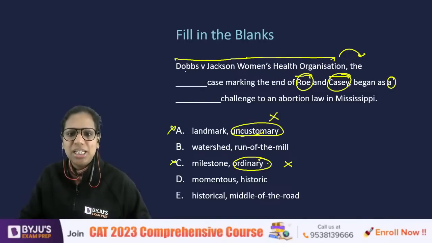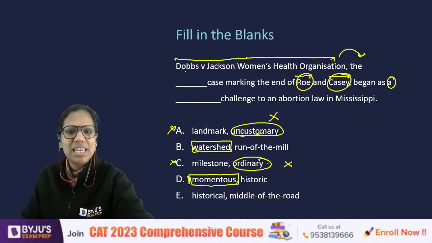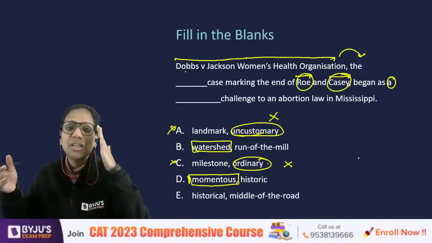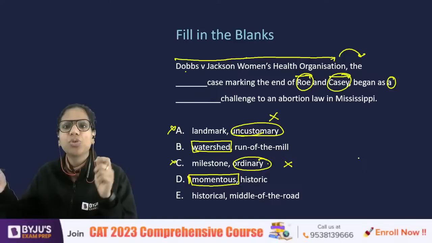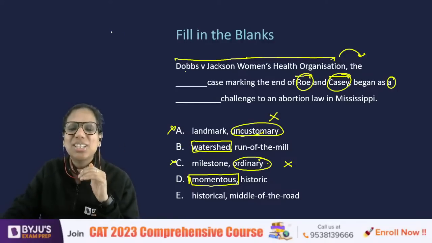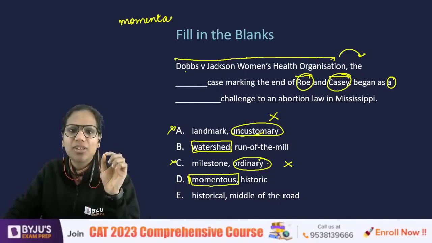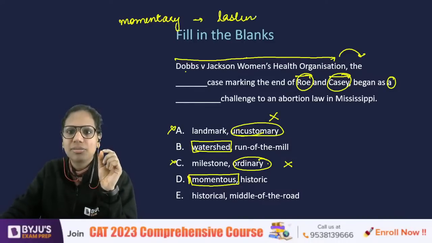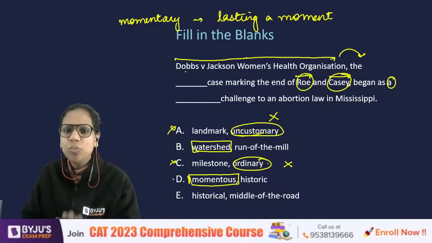So what are we left with then? B, D and E. Watershed, momentous. What do these words mean? Watershed case, momentous case. कैसा case था? Important, unimportant. When we call something a watershed moment, if I say the 1947 partition was a watershed moment in the history of India, that means it was a turning point. It was a very important moment. Momentous also means important. It does not mean momentary. It means something that's significant. Momentary means lasting only a short time, just a moment. So these two fit here.